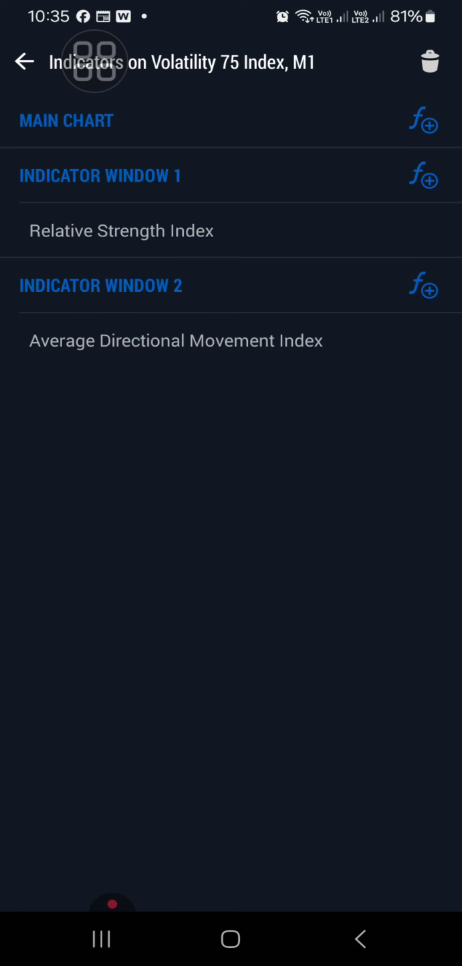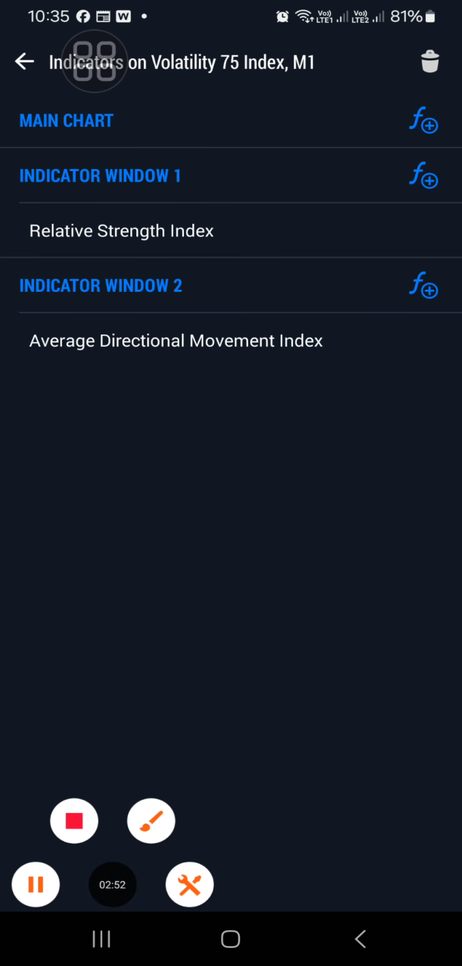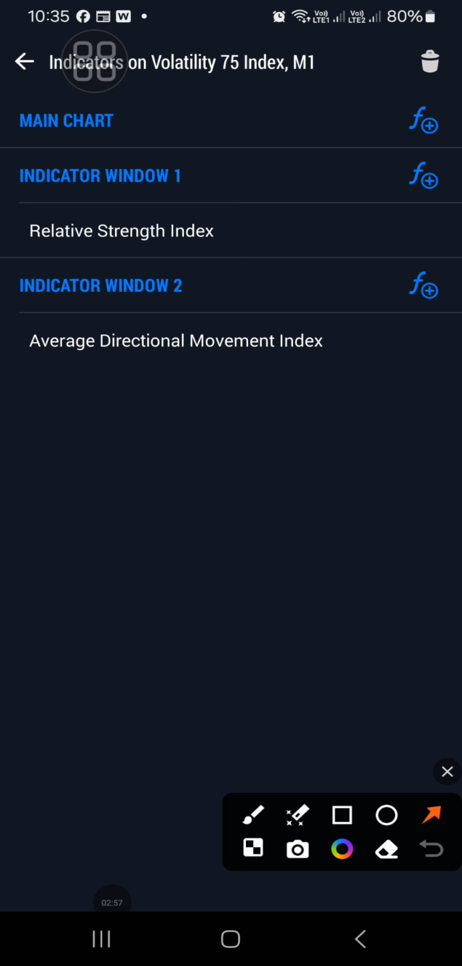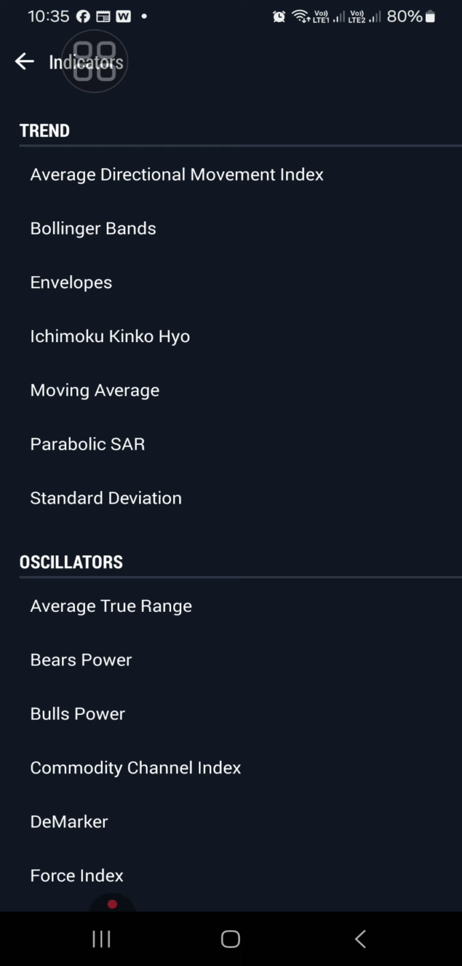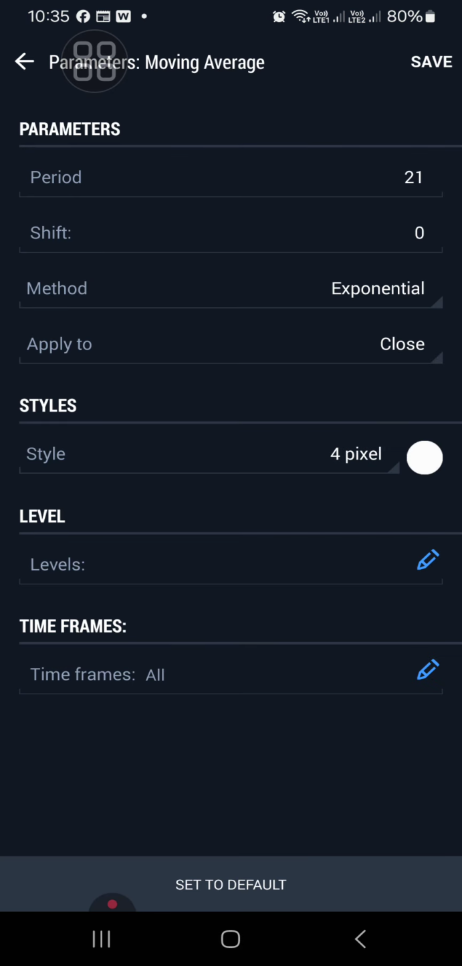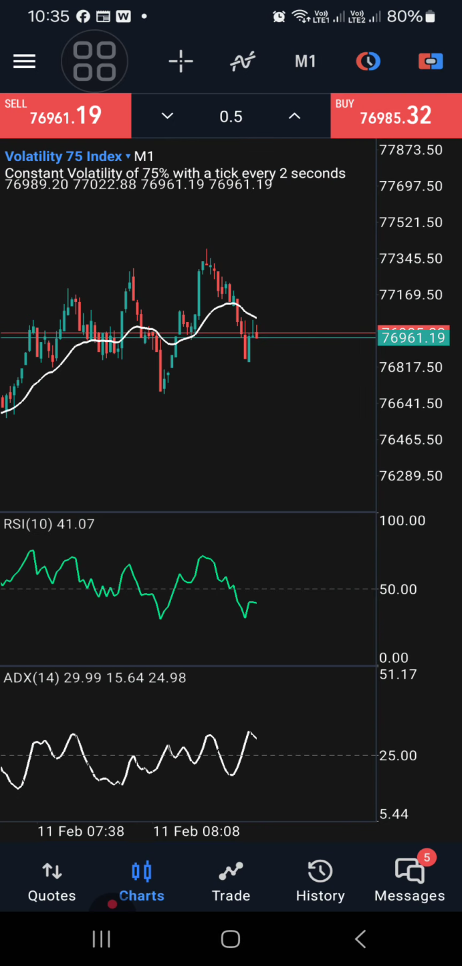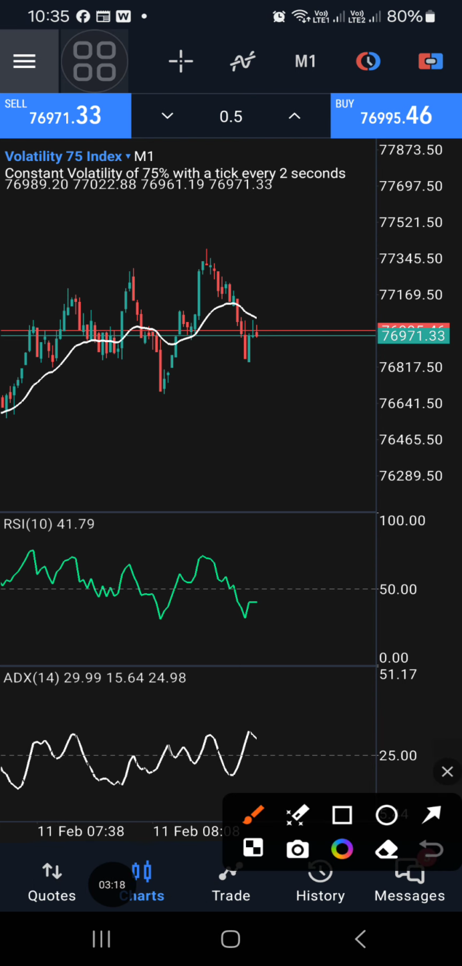Okay, then we're now going to add indicators on the main chart. On the main chart, you come back again to this F icon, the first one here. Click on it, and we go to the moving average. The first moving average has a period of 21, shift 0, method exponential, apply to close. Then the style is gonna be 4 pixels with the color white. Then you click save. On the main chart, we now have a moving average, this white line that you see.